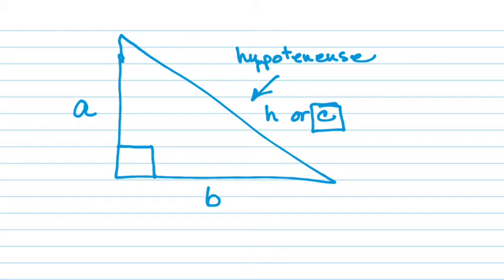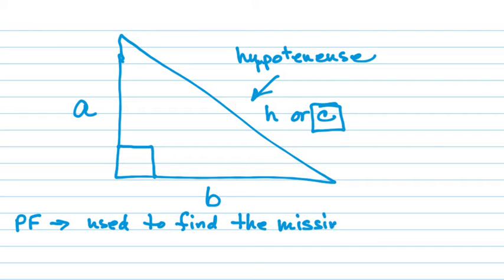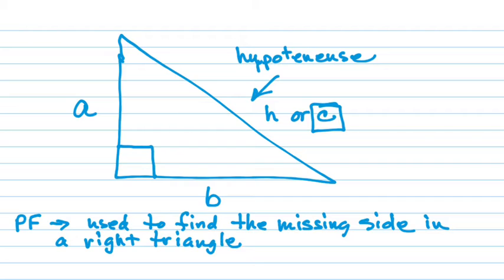Now, the Pythagorean formula is used to find the missing side in a right triangle.